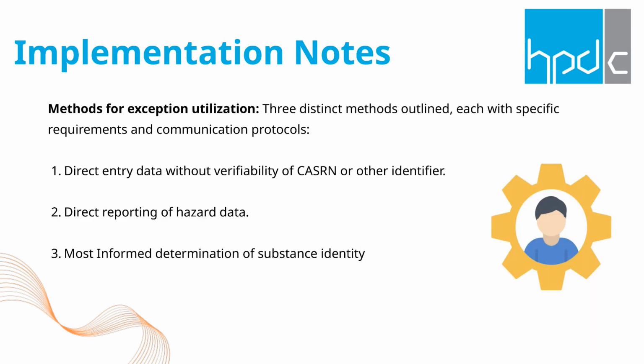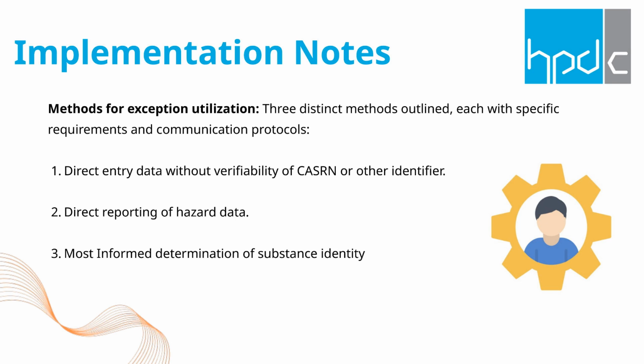The exception includes 3 distinct methods. First, direct entry data without verifiability of CAS number or other identifier. Certain HPD data sources can be accepted without independent verification if entered by a supplier, through a 3E exchange or ToxNot survey, or directly into the HPD builder.